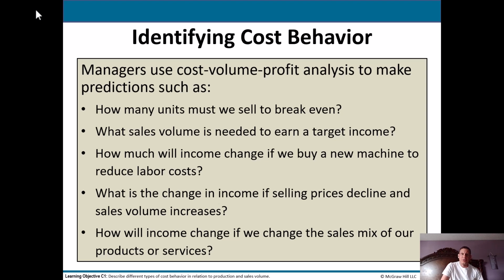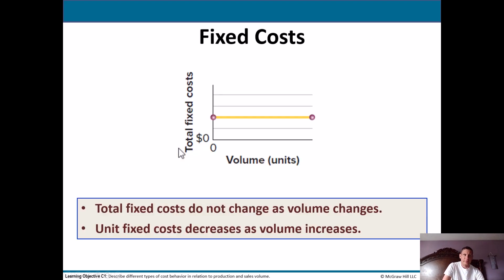So what do managers use cost volume profit analysis for? What you see here is not an exhaustive list. These are just some things that they might use it for. For example, how many units must we sell to break even? What sales volume is needed to earn a target income? How much will income change if we buy a new machine to reduce labor costs? What's the change in income if selling prices go down and sales volume also goes up? How will income change if we change the sales mix of our products or services?